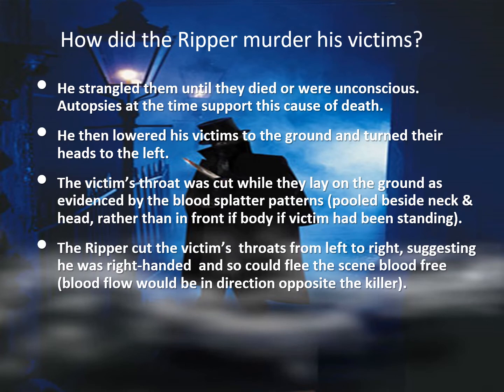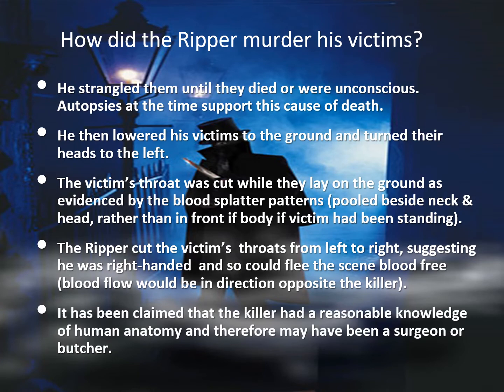The victims' throats were all cut from the left to the right, which tends to suggest to forensic scientists who investigated at the time and since then that Jack the Ripper was right-handed. The reason he did this was so that he wouldn't get blood splattered on him and he could run without blood being on him as well. This is because blood would flow in the direction opposite where the killer was standing if he was right-handed.